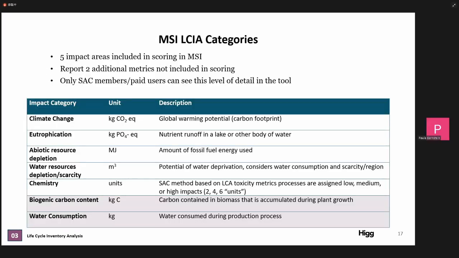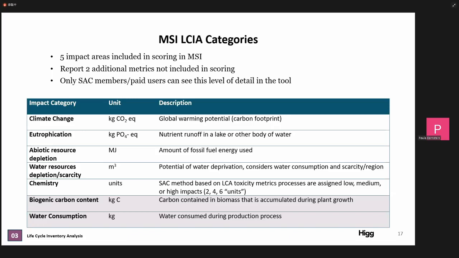So these are the ones that we have. We have 5 impact areas in MSI. We also have 2 additional metrics that are included in metadata but aren't included in scoring. Only SAC members and paid tool users can see the actual impact results. Basic level accounts can only see the scores, which are derived from these LCIA values. And I'll discuss that a bit more on the next slide. But let's talk about what all of these mean first.